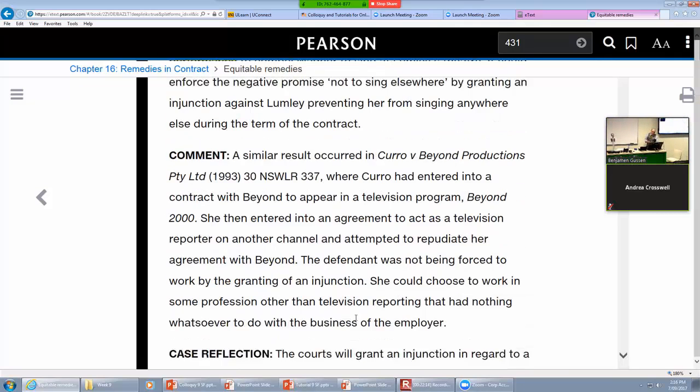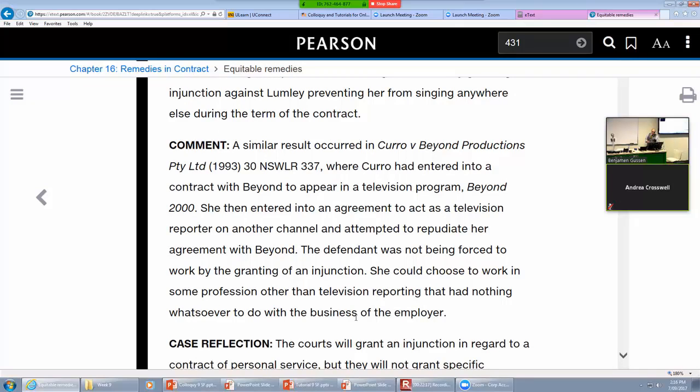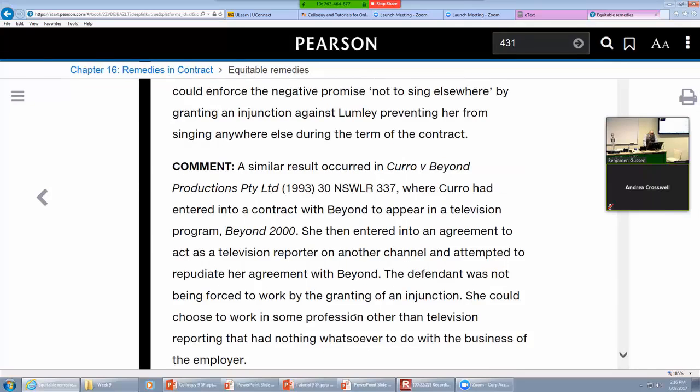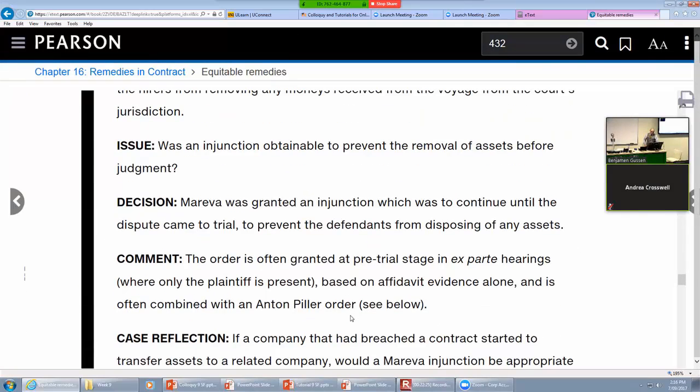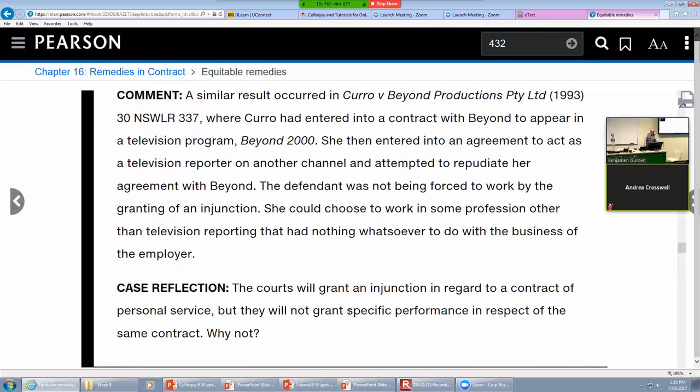There was a similar result in a case called Carrow, where Carrow had entered into a contract with Beyond to appear in a television program. Okay. Notice that this is from 1993 now. To appear in a television program called Beyond 2000. She then entered into an agreement, you see, to act as a television reporter on another channel and attempted to repudiate her agreement with Beyond.